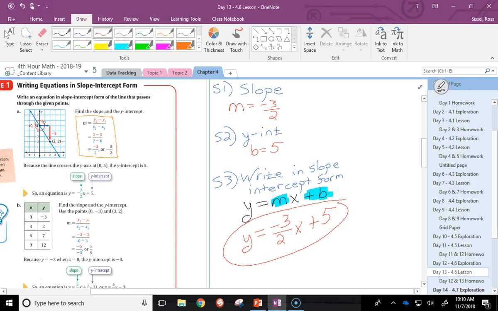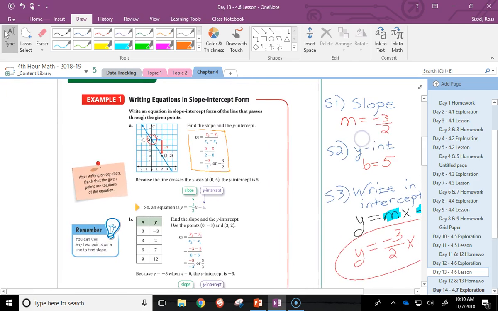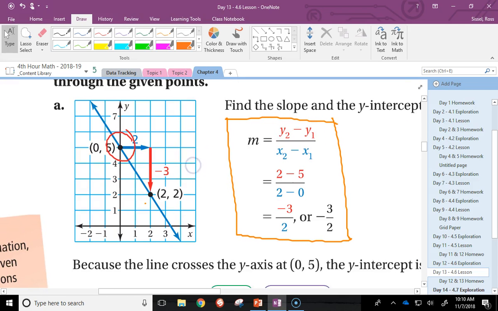That is our line. If I type this in, or if I give this to any mathematician and say, graph y equals negative 3 over 2x plus 5, they will get this exact line right here. It will look exactly the same. It will go through points 0, 5 and 2, 2. And the reason we know that is we have the slope correct, so the steepness is there, and we told it what y-intercept to cross.